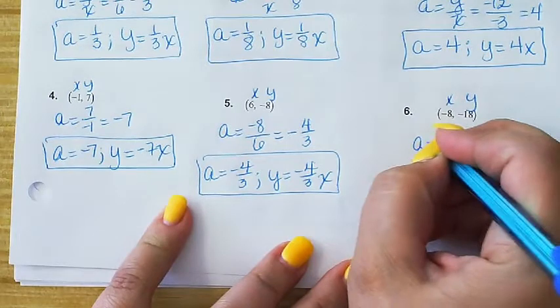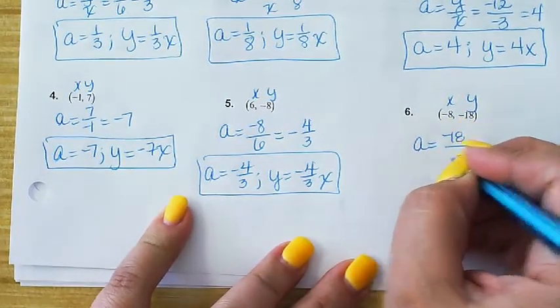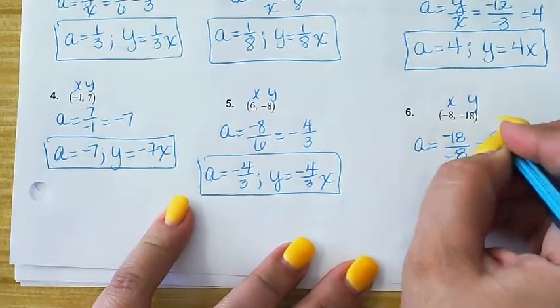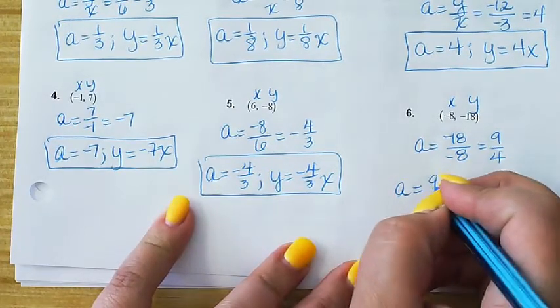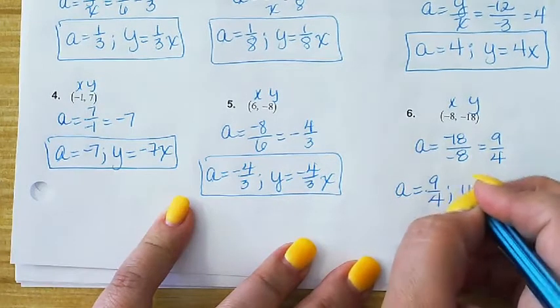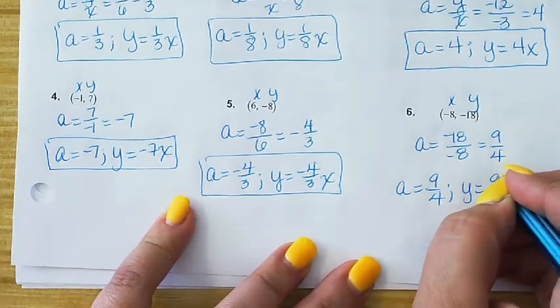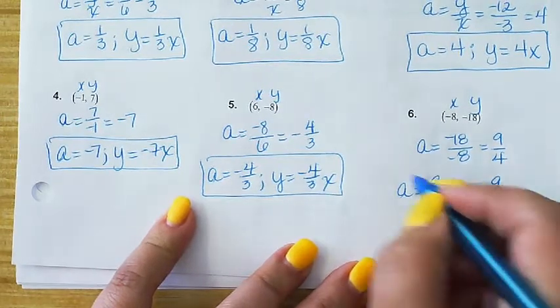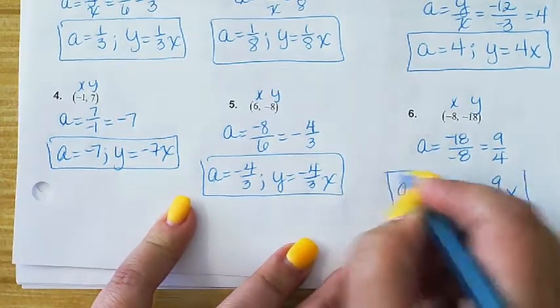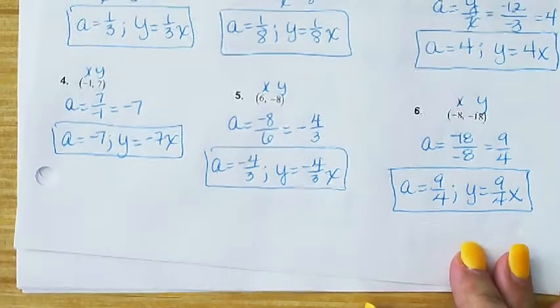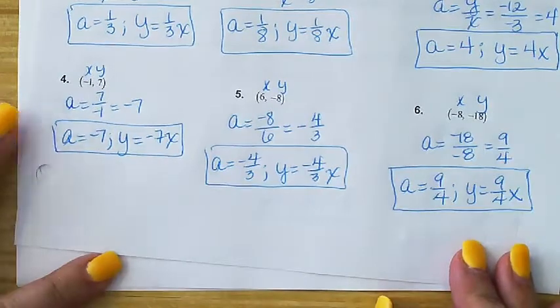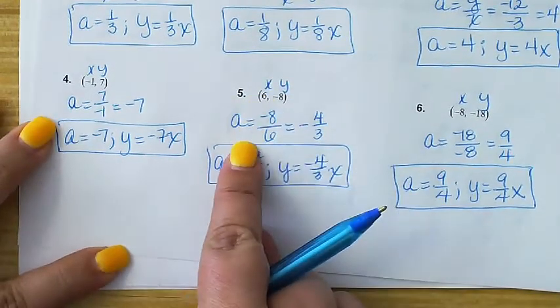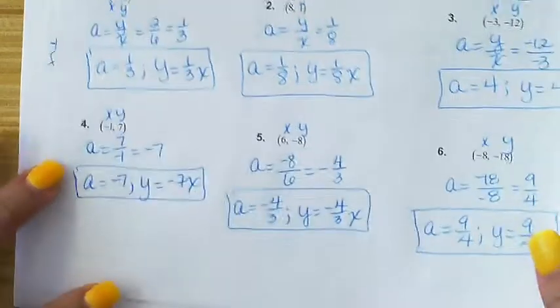For the last one, A would be -18 over -8. That simplifies to 9/4. So the constant of variation is 9/4, and the equation equals 9/4 x. Okay, so hopefully you did those independently, and now you can check, and hopefully you got those right. All you're doing is doing the y over the x to determine a, and then inserting the a into the little formula y equals ax.